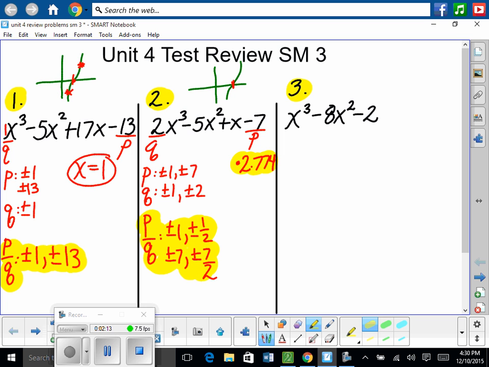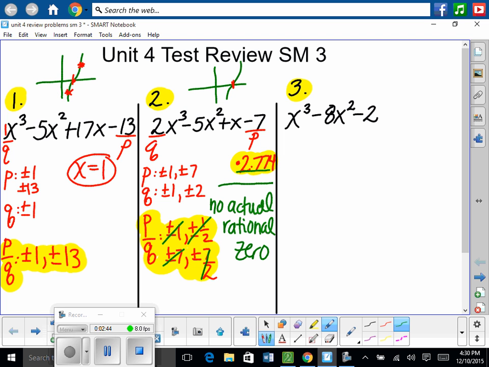Well, we know for sure it's not 1/2. Obviously, 2.7 is not 1/2. It's obviously not 1. It's obviously not 7. But what's 7/2? So this is where I take my calculator. You do 7 divided by 2. So 7 divided by 2 is 3.5, which is also not that. So our answer would be no actual rational zeros. This would be our final answer for this one. We listed out the possibilities, but that was not any of our possibilities. Now that is still a zero, it's just irrational.